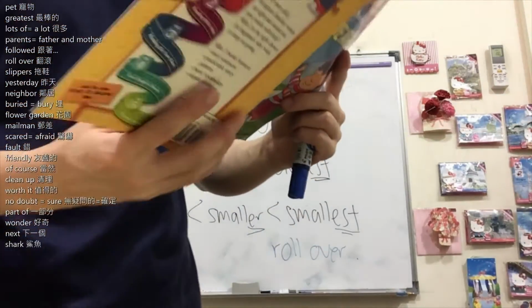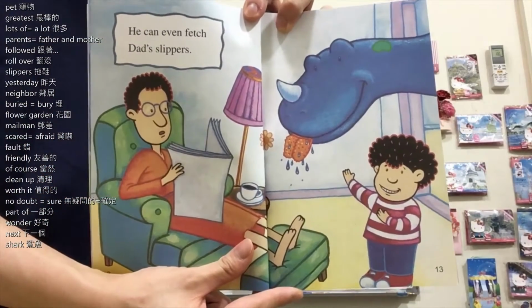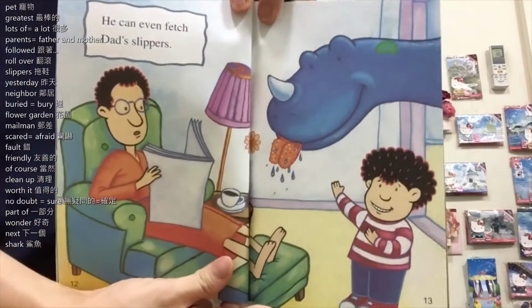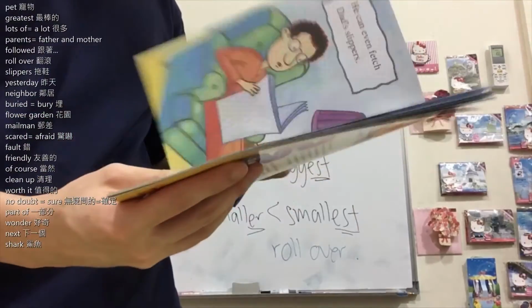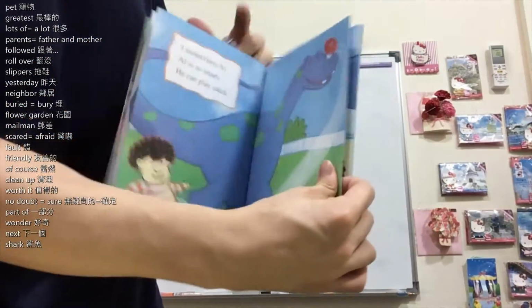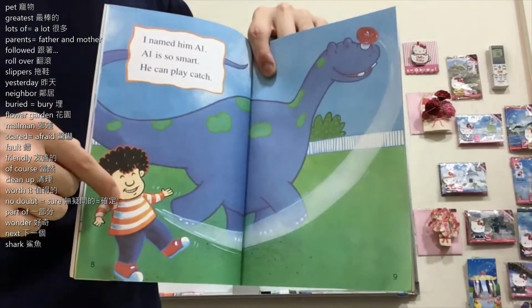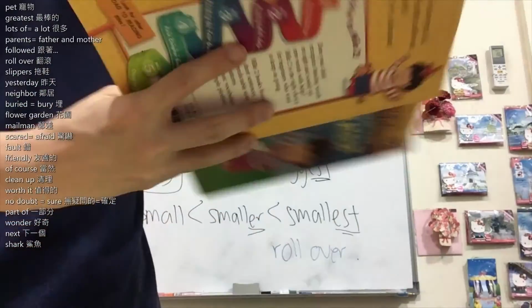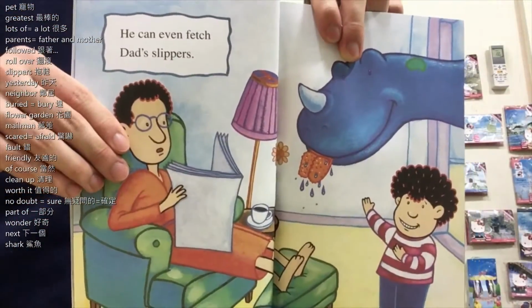He can fetch Dad's slippers, okay? He can even fetch Dad's slippers. Alright, so just now, on the previous page, he can fetch the toy, right? He can fetch the toy that Sam kicks to him, alright? And now, he can even fetch Dad's slippers, alright?